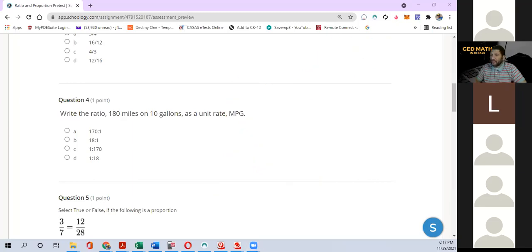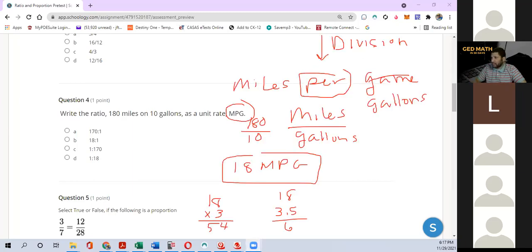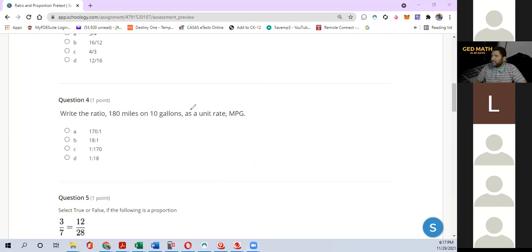One question about that. Which answer would it be? Would it be B or D? Hold on, let me see. B or G. Oh, so it would be B. Why? It's because miles per gallon. Oh, with the dots in between.